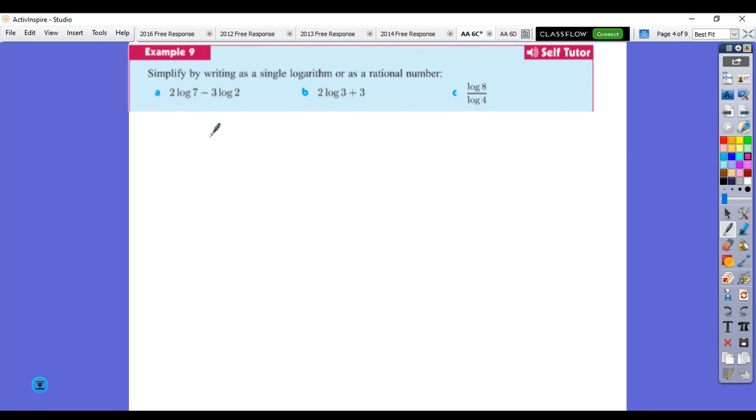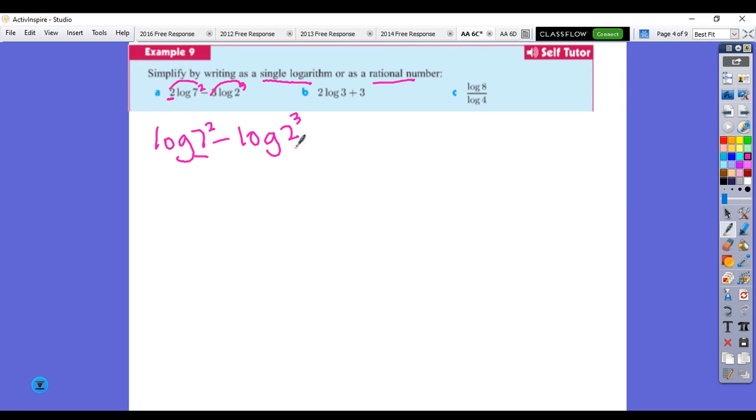Okay, so this says rewrite as a single logarithm or as a rational number. The first thing, this is the third property we haven't had a chance to use yet. If there's anything in the front of the log, the very first thing you need to do is bring it back to being an exponent. This needs to move back to being an exponent. Log of 7 squared minus log of 2 to the third.